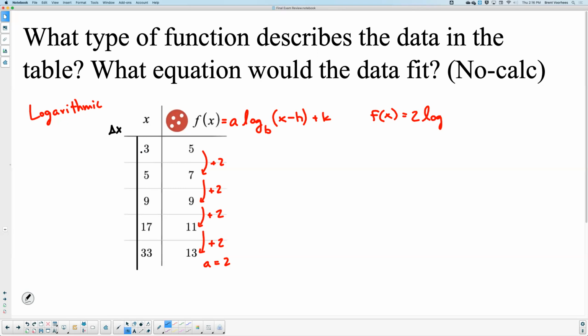All right. How much does it change going from 3 to 5? And how much from 5 to 9? Or how much from 9 to 17? 8. How much from 17 to 33? 16. What's happening on all of those? So that means what does that tell us? Our base is 2. We now know this is a 2.